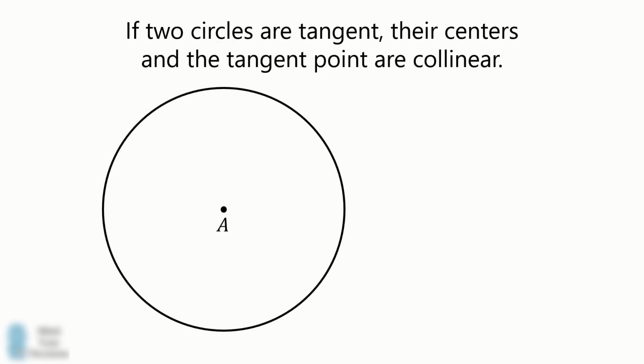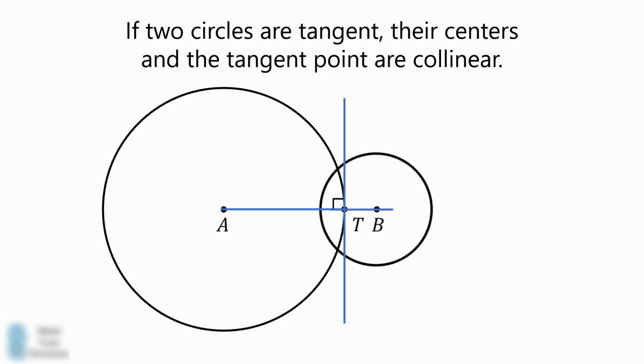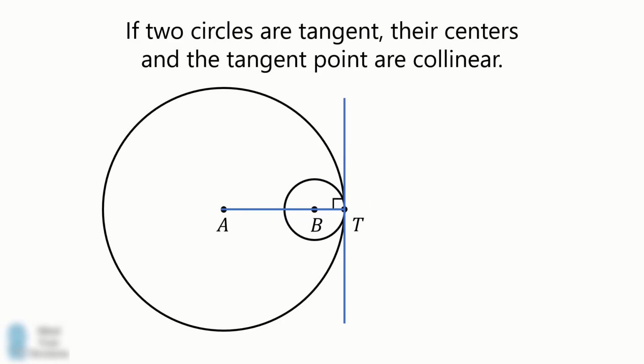Recall that if two circles are tangent, their centers and the tangent point are collinear. That's because each radius will be perpendicular to the tangent line. Therefore, ATB will be a straight line segment. This is true for both externally and internally tangent circles.